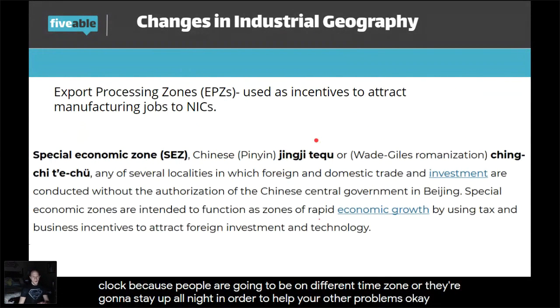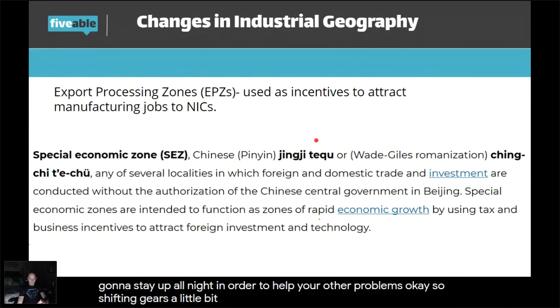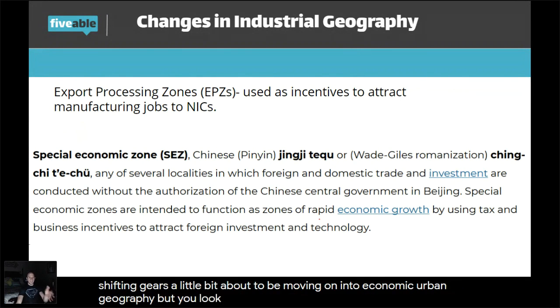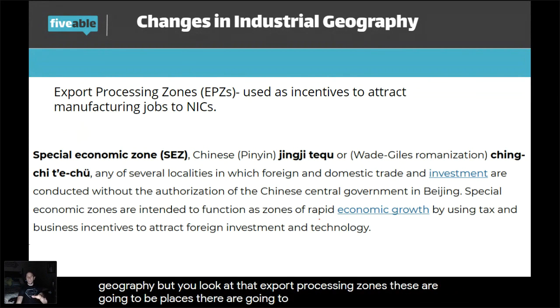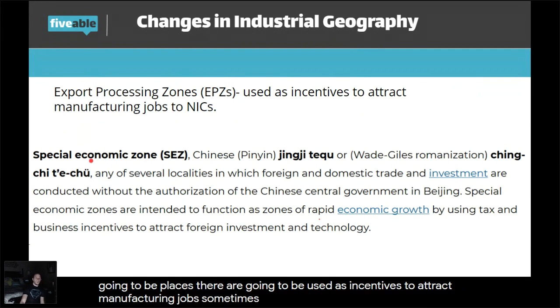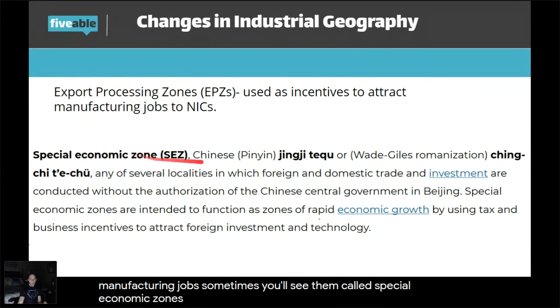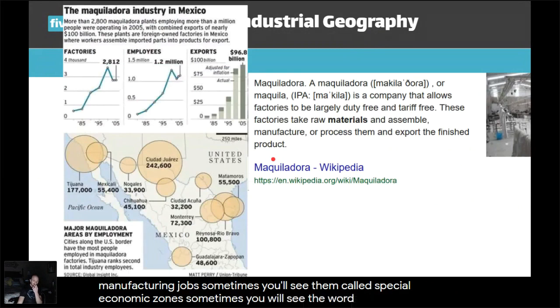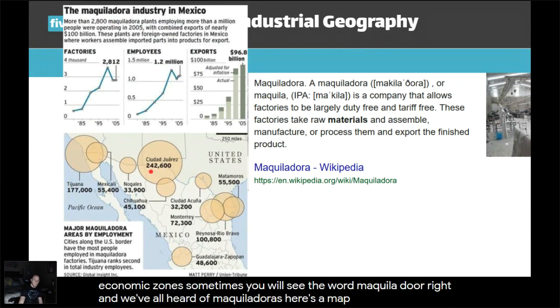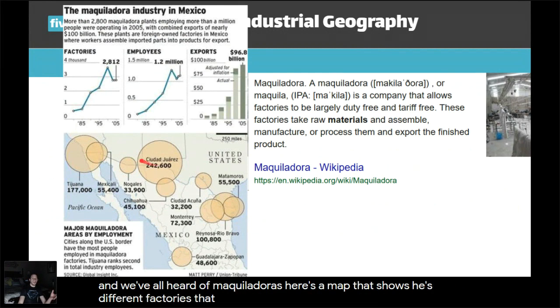Okay, so shifting gears a little bit, and I'm about to be moving on into urban geography. But you're looking at export processing zones. These are going to be places that are going to be used as incentives to attract manufacturing jobs. Sometimes you'll see them called special economic zones. Sometimes you'll see the word maquiladora, right? And we've all heard of maquiladoras. Here's a map that shows these different factories that exist near the U.S. border.